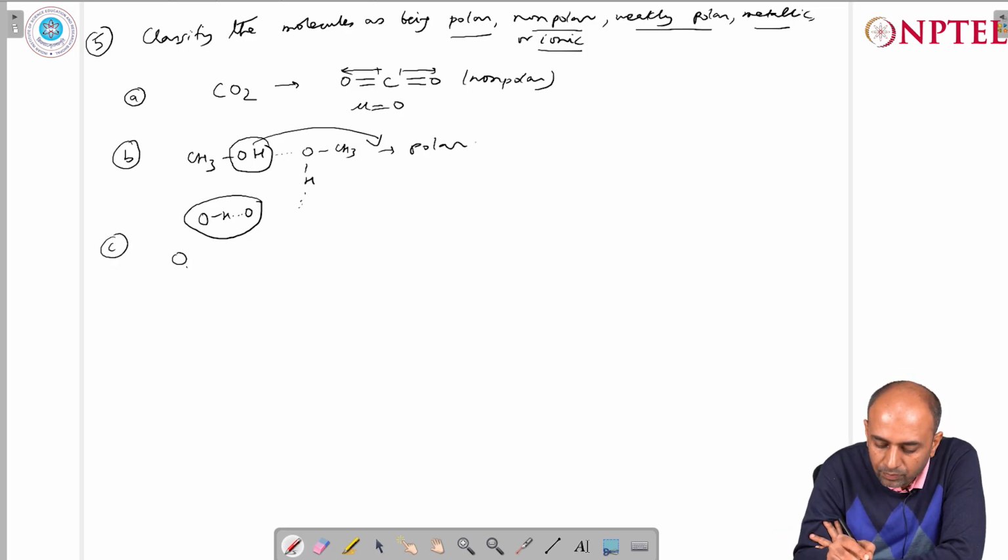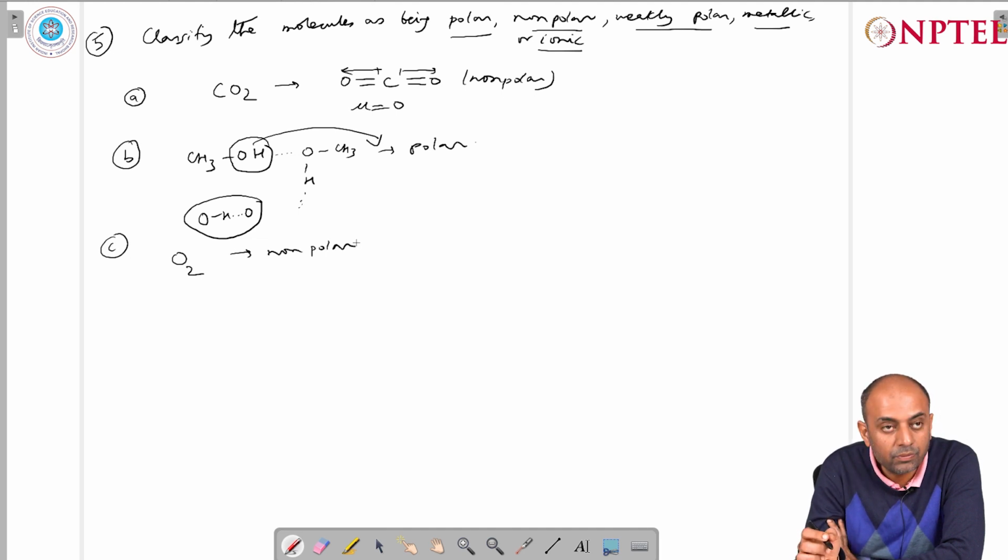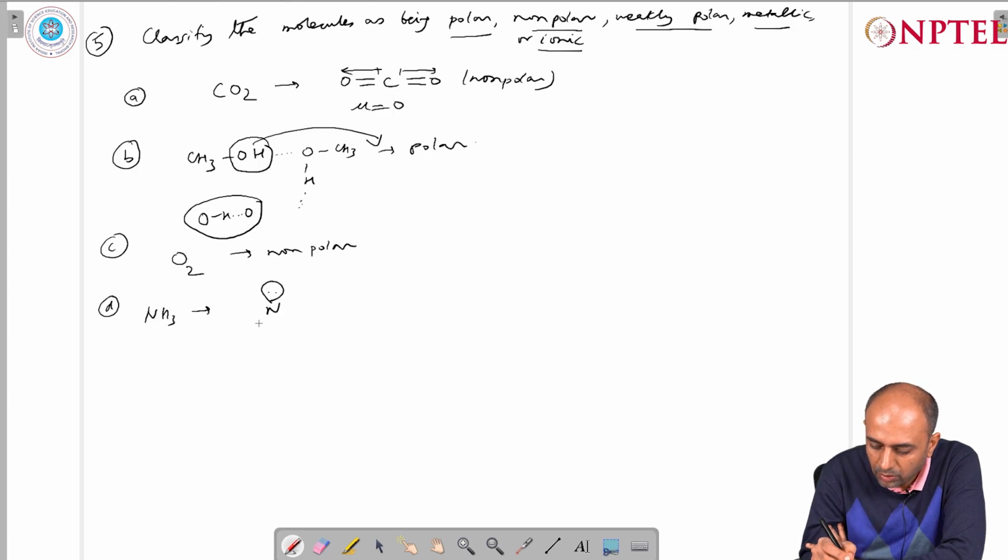Oxygen is again a non-polar molecule. To start with, it does not have a permanent dipole moment. Ammonia, we all know that ammonia has got a permanent dipole moment, so it is a polar molecule.